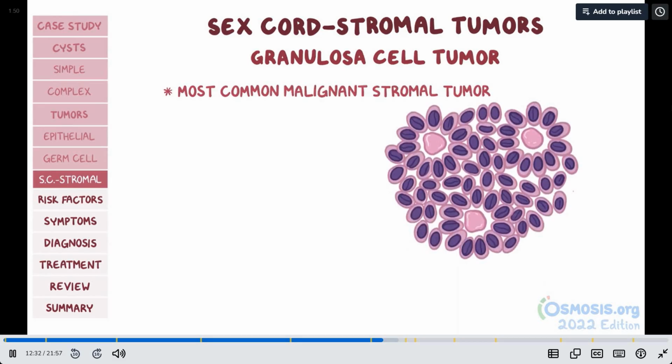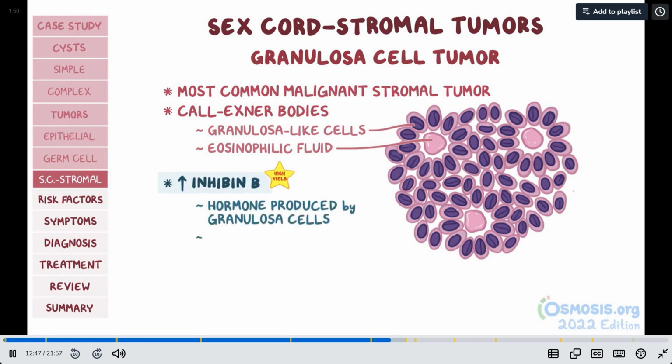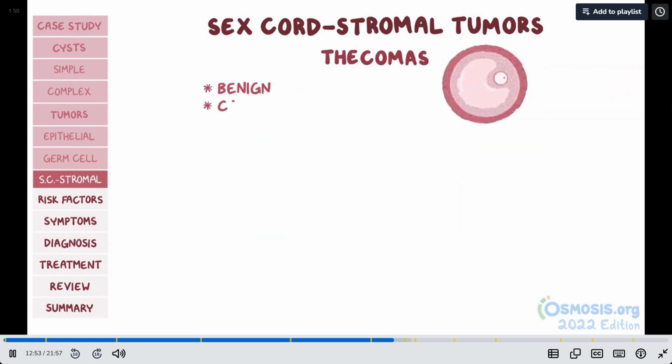For your test, it's important to know that under the microscope you can see granulosa-like cells randomly arranged around pockets of eosinophilic fluid, and these are called Call-Exner bodies. Lab tests also show elevated levels of inhibin B, which is a hormone produced by granulosa cells, and serves as a tumor marker. Theca cell tumors, or sarcomas, are benign tumors composed of theca cells.